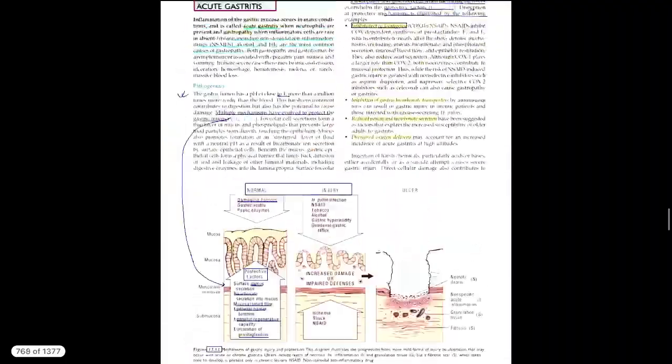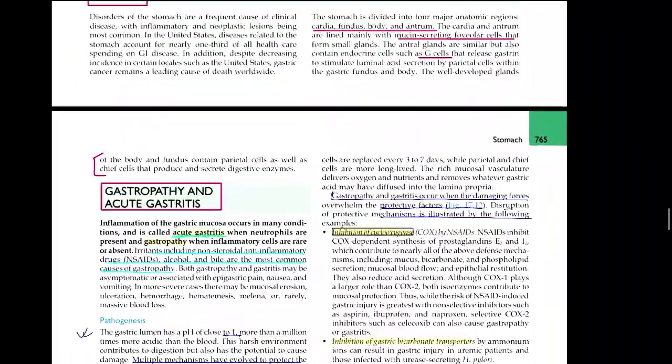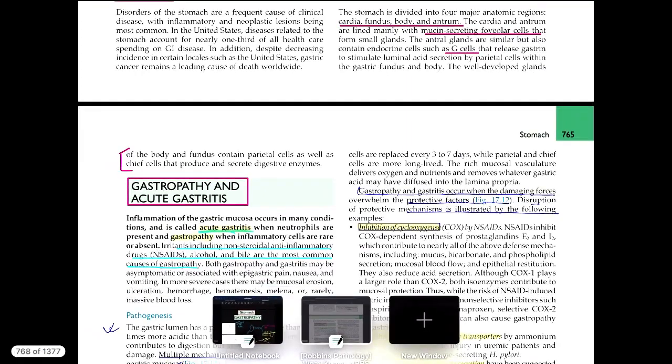Okay, this was all about our gastropathies. Hope it is clear.